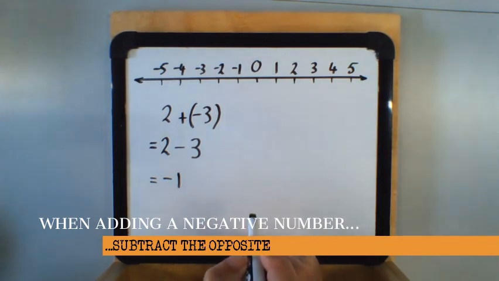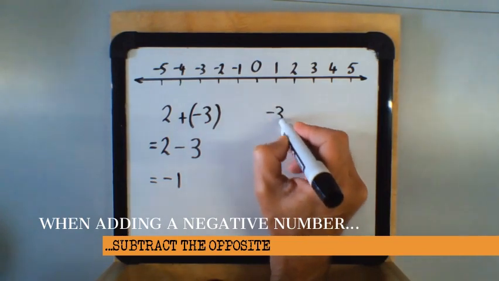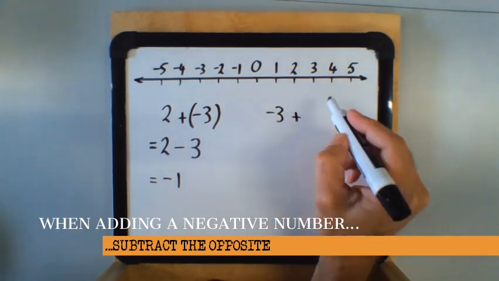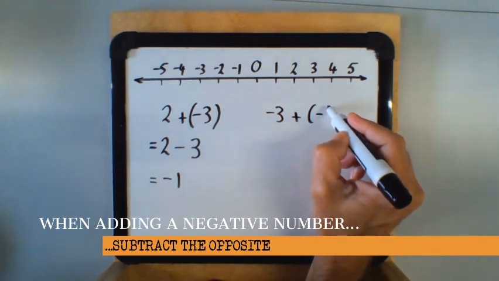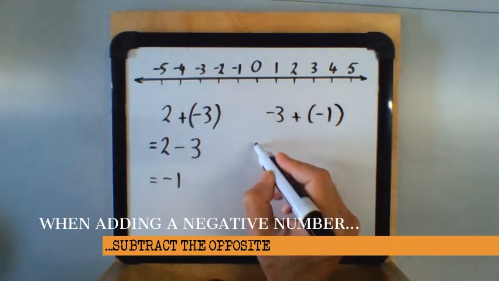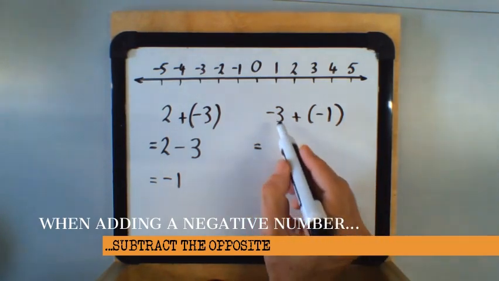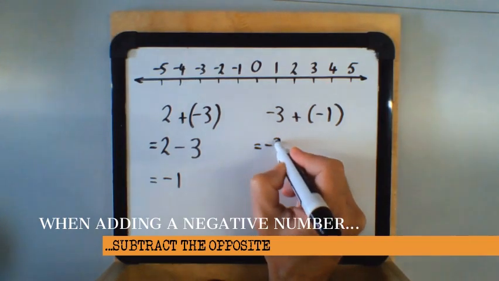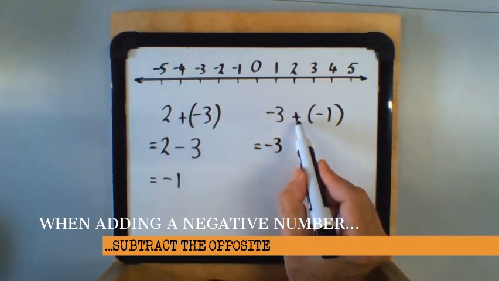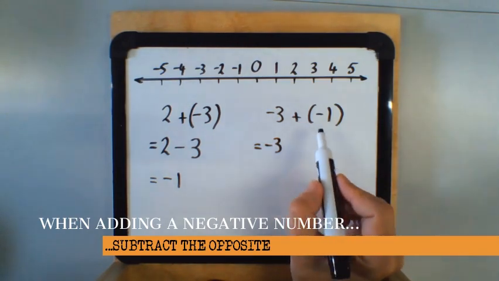Is it different if I start with a negative number? So let's start with negative 3, and I will add negative 1. So how does that make that different? We start with minus 3 as the last time. Instead of adding a negative, I subtract the opposite.